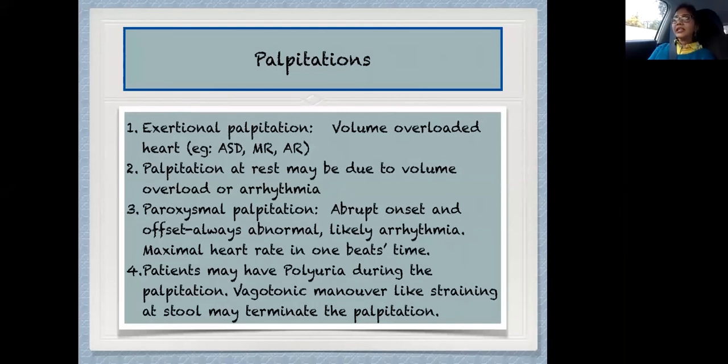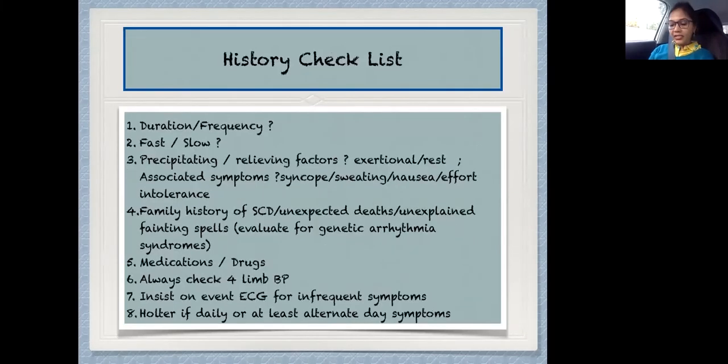And there is generally no warming up and warming down in this type of arrhythmia. In one heartbeat's time, the rate changes. The patients may have polyuria during the palpitation, and vagotonic maneuvers like straining at stool may sometimes terminate the palpitation, especially when it is like SVTs. And again, you should keep these checklists handy. I had handed it out to the pages at Kottayam when I was there.